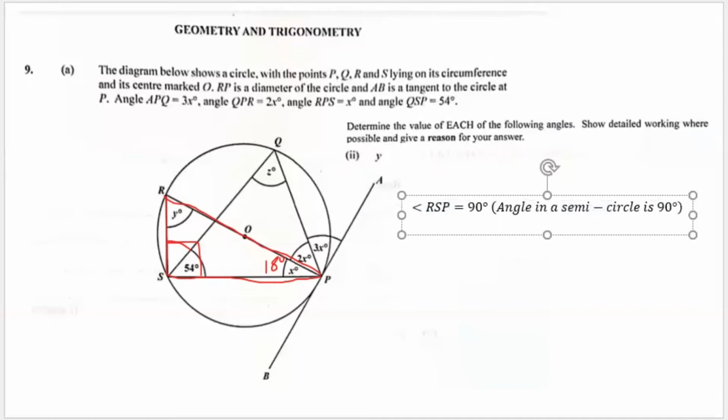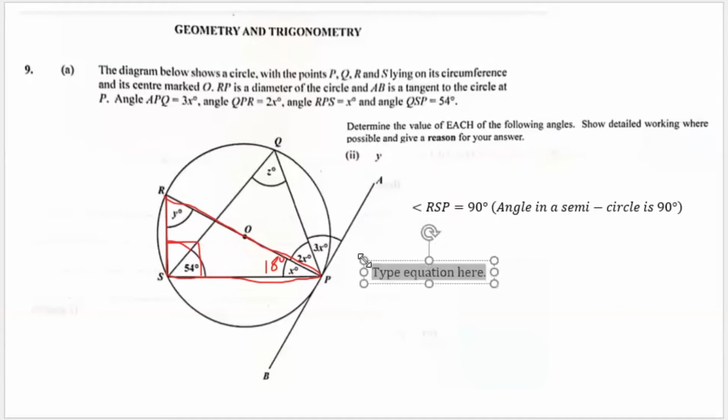Now we can go ahead and solve for the angle y. So what we can say is that y degrees plus 90 degrees, which is the 90 degrees here, plus 18 degrees, which is the 18 degrees which we found here, is equal to 180.